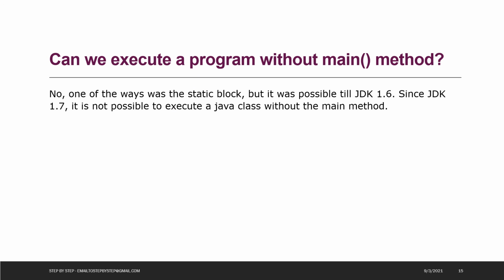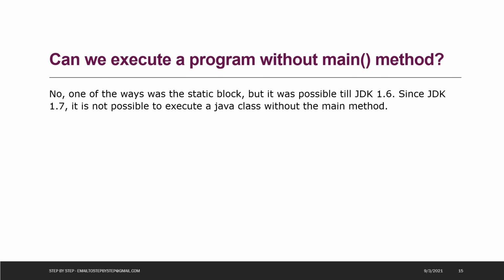This is again one of the important questions. Can we execute a program without a main method? This is also a question asked very often in interviews. Normally it is asked to automation QAs to understand their knowledge of Java. The answer to this is no. One of the ways was the static block, which we saw earlier. It was used as a way where we don't need a main method, but that was possible only till JDK 1.6. Since JDK 1.7 it is not possible to execute a Java class without the main method. So now this is not possible.